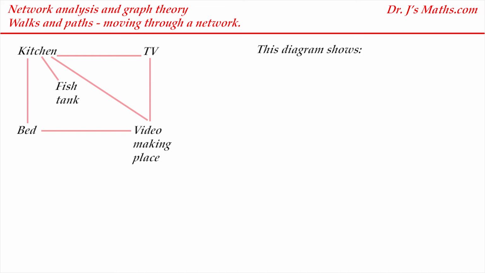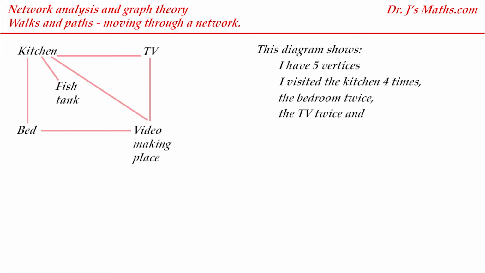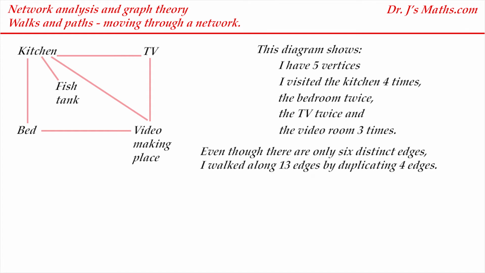So the diagram shows I have 5 vertices, but I visited the kitchen 4 times, the bedroom twice, the TV twice and the video room 3 times. Even though there are only 6 distinct edges, I actually walked along 13 edges by duplicating 4 of them.